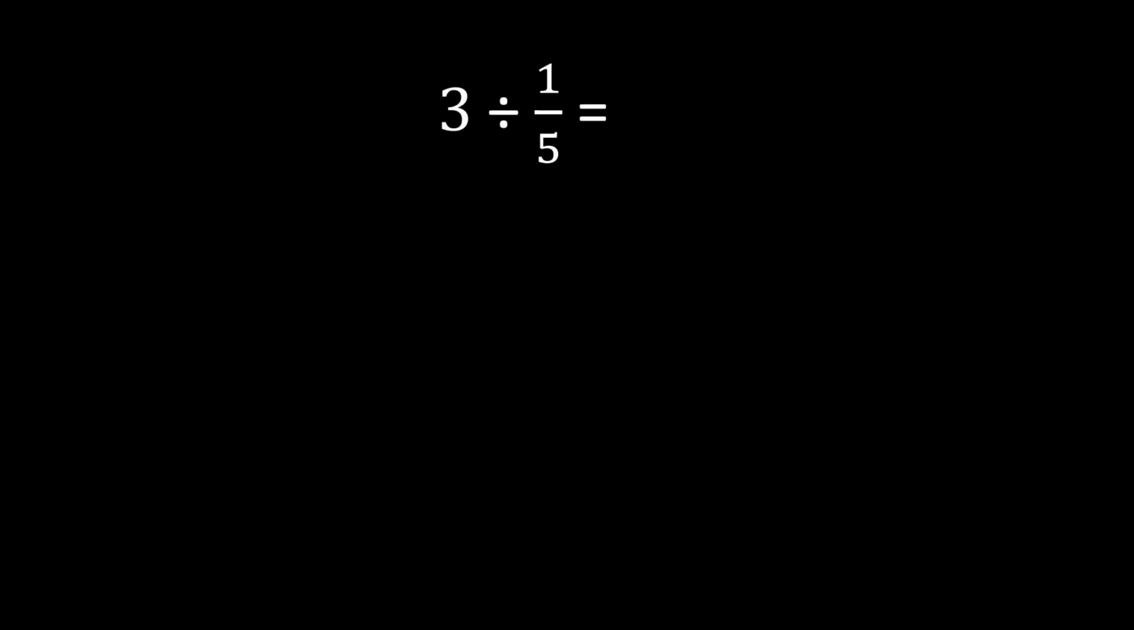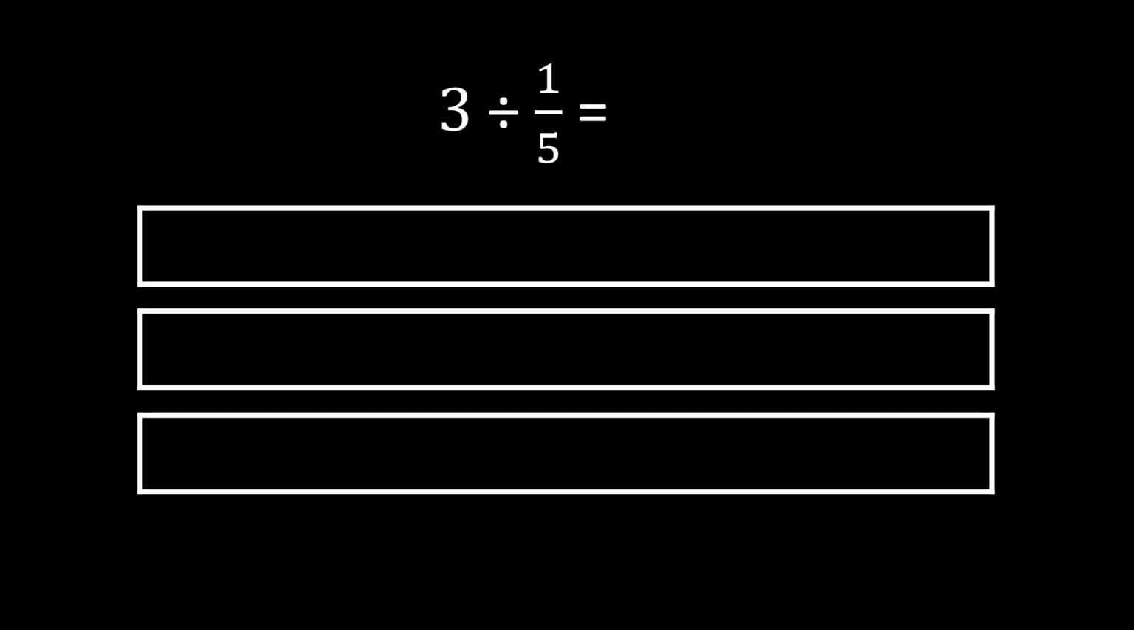Here we have 3 divided by 1/5 that we will solve using a model. Because I have 3 wholes divided by 1/5, I'm going to start the model with 3 wholes. Then, because we're dividing by 1/5, I need to break the whole up into 5 equal parts, or break it into fifths. I need to do this to each whole because our problem is 3 divided by 1/5.